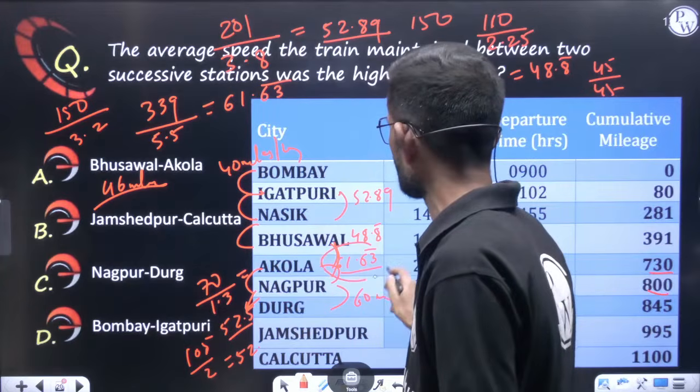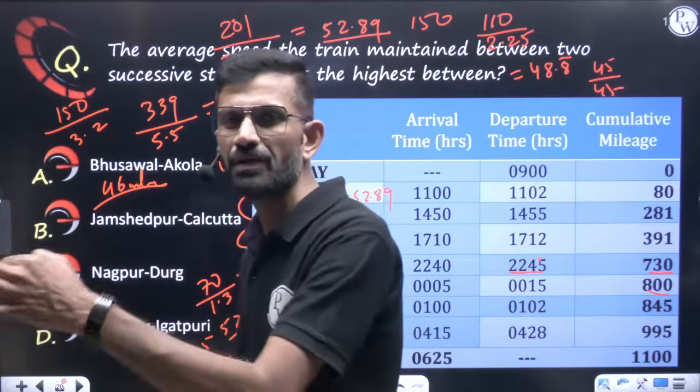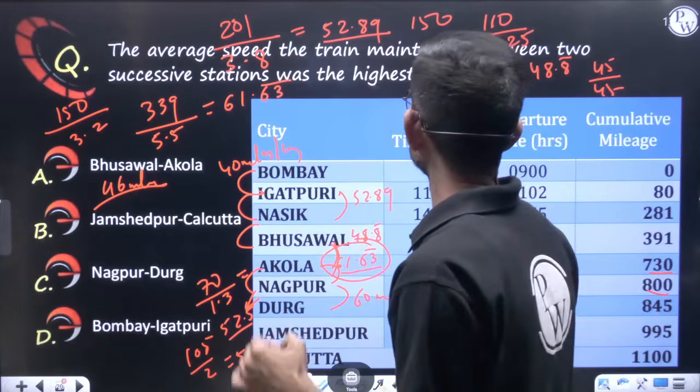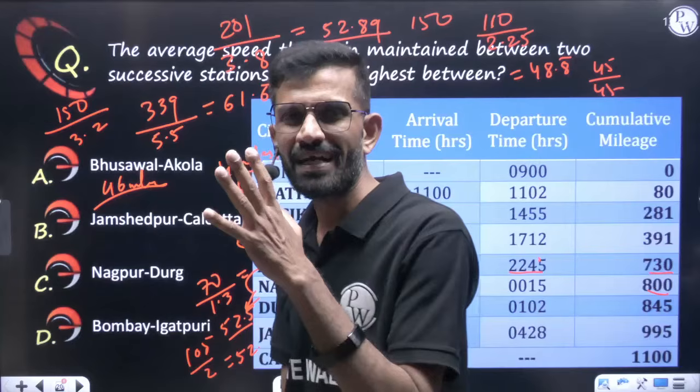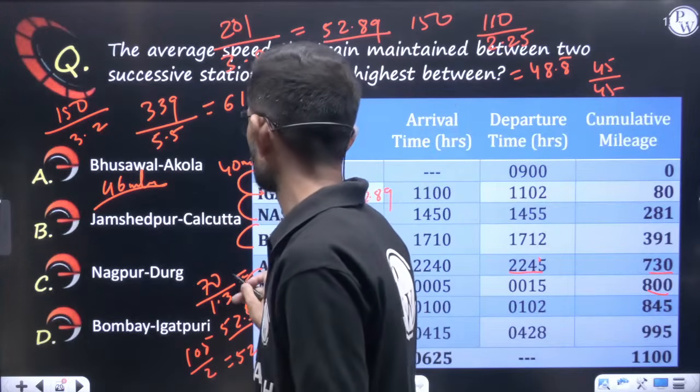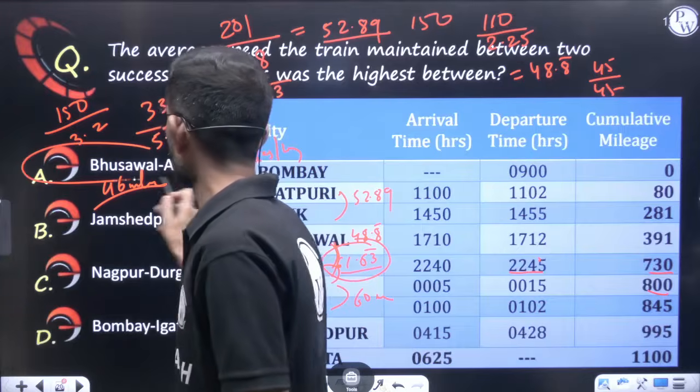So the maximum is 61.63, which is between Bhusawal and Akola. That was 339 miles covered in 5.5 hours, which is 61.63. So this is the maximum speed, Bhusawal and Akola, that is option A.